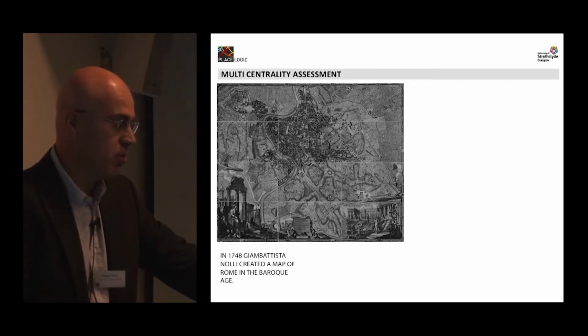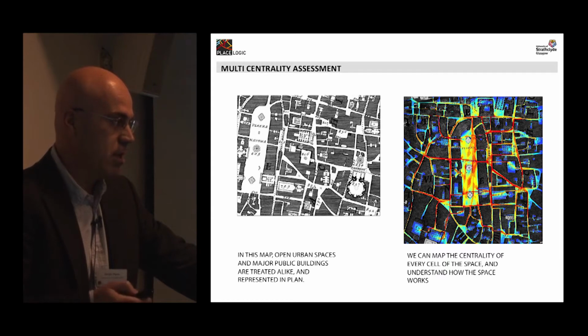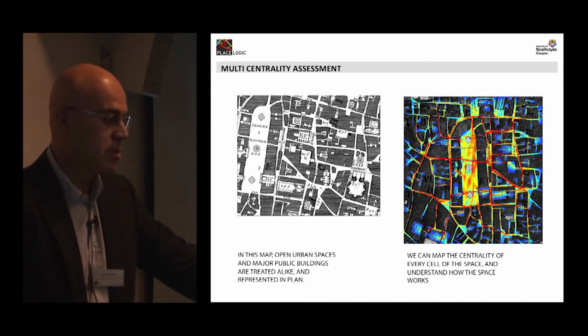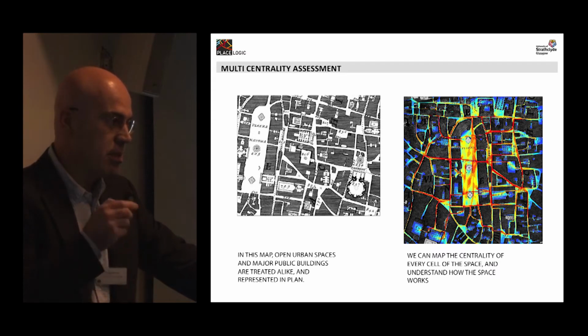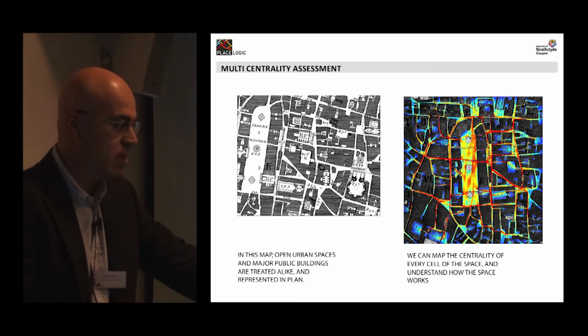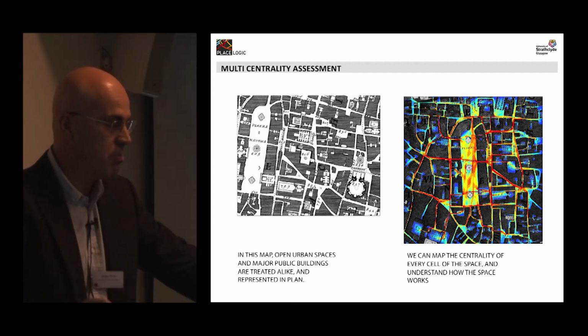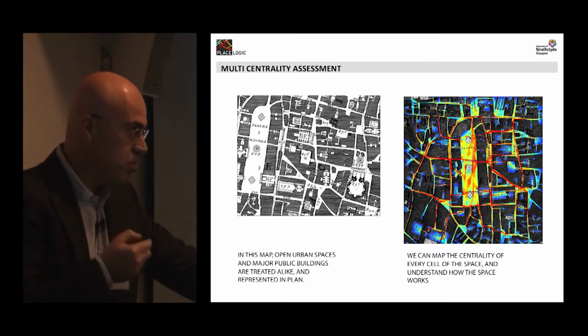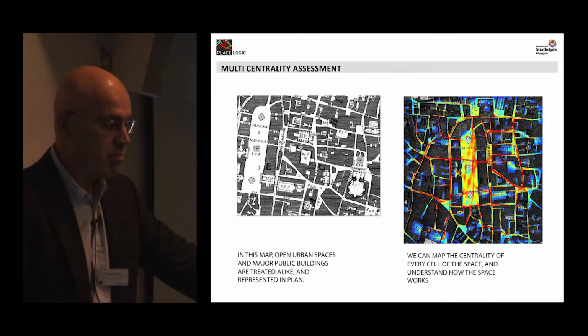Just to show what we do, we utilize this Nolli map. The Nolli map was produced in 1748 by Giambattista Nolli for central Baroque Rome. The particularity of this map, which makes it very famous all over the world, is that Nolli treated in quite the same way the open-air spaces, like Piazza Navona or other squares around it, which you probably know very well, and also prominent public buildings, represented in an open plan, as you can see on the left image.